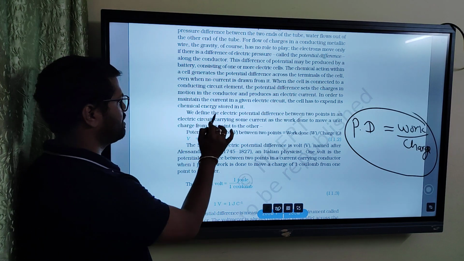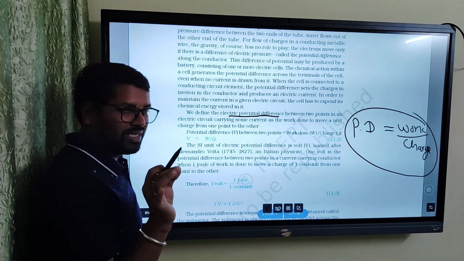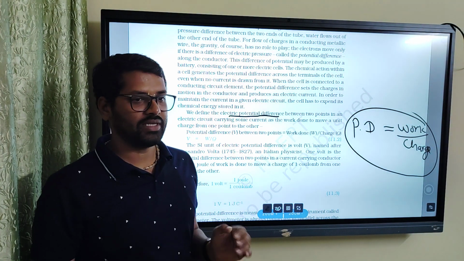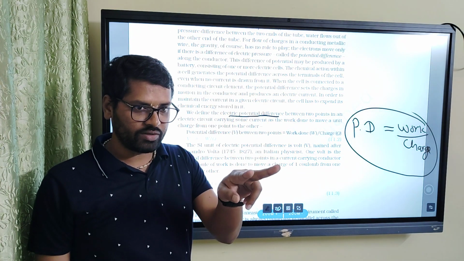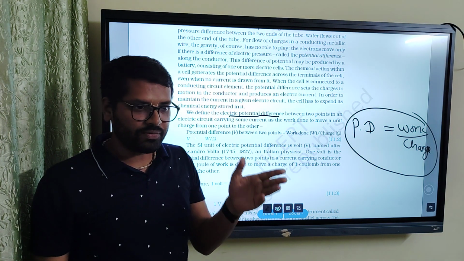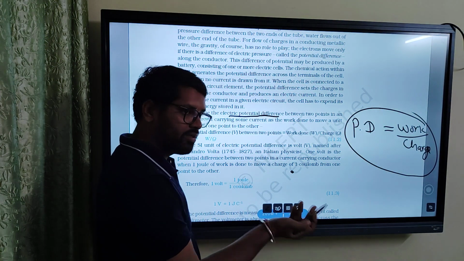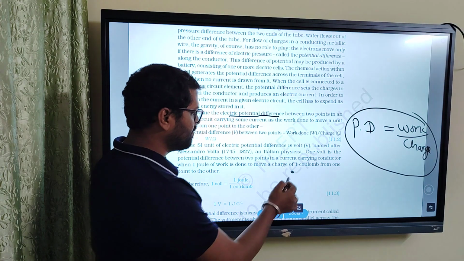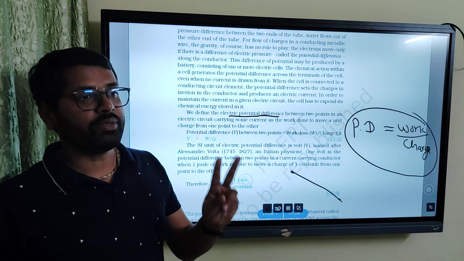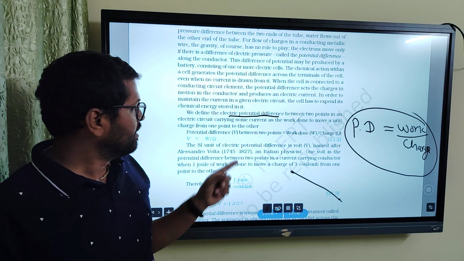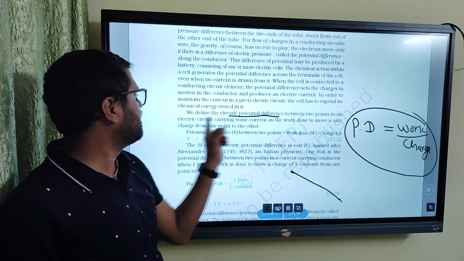Here they have given electric potential difference between 2 points. Why? See, difference means how many points? If I say, tell me the difference of one thing, can you tell me? No. If I say the difference of this, it is an invalid question. But if I say the difference of this and this, you can understand, right? So difference means how many points are required? 2 points. That's why they have given electric potential difference between 2 points in an electric circuit.